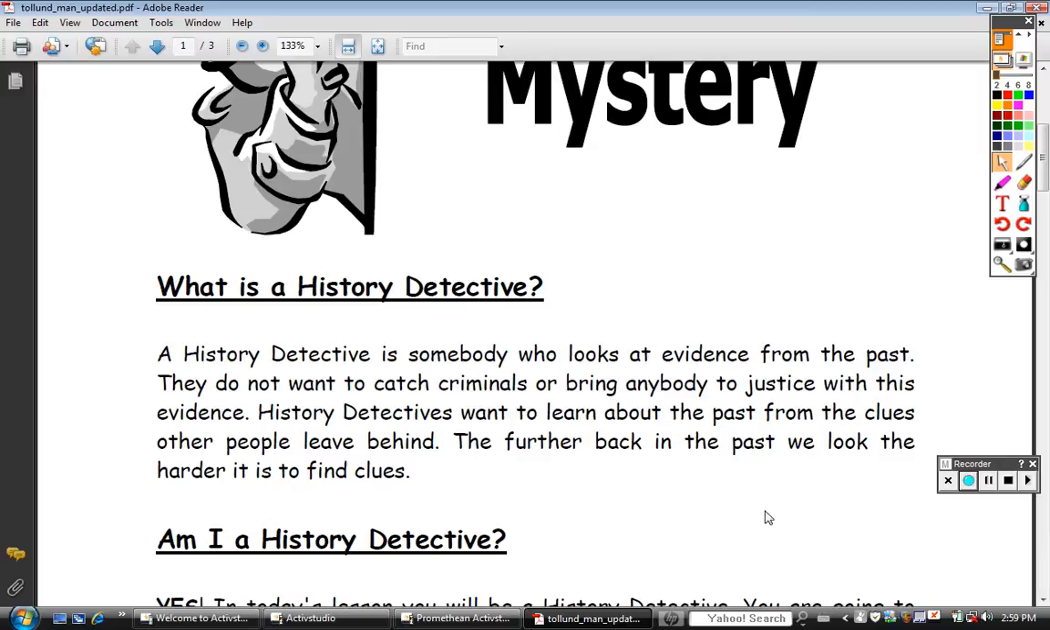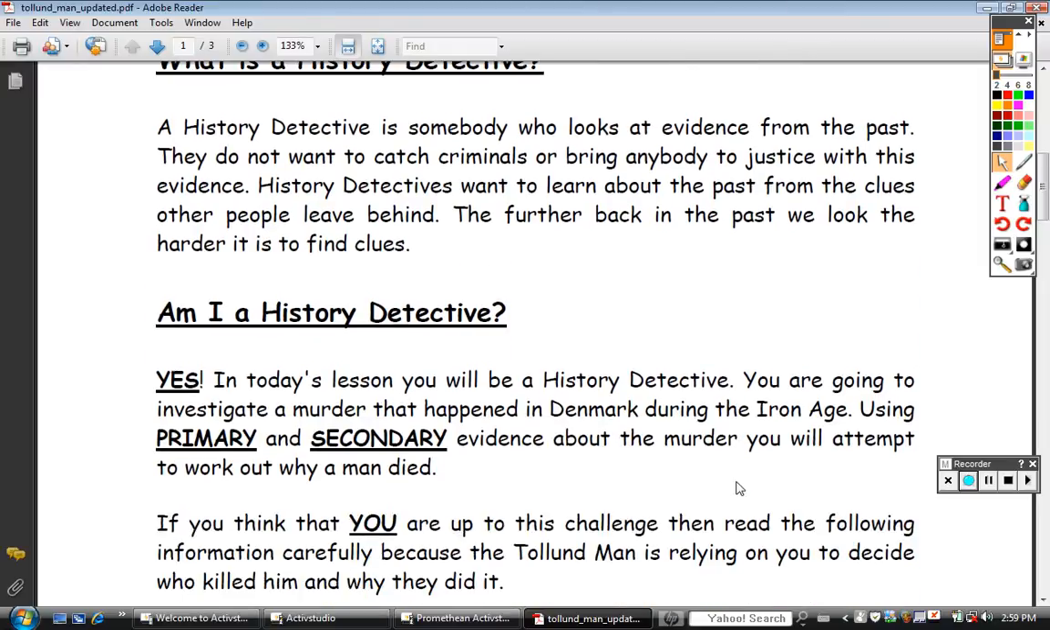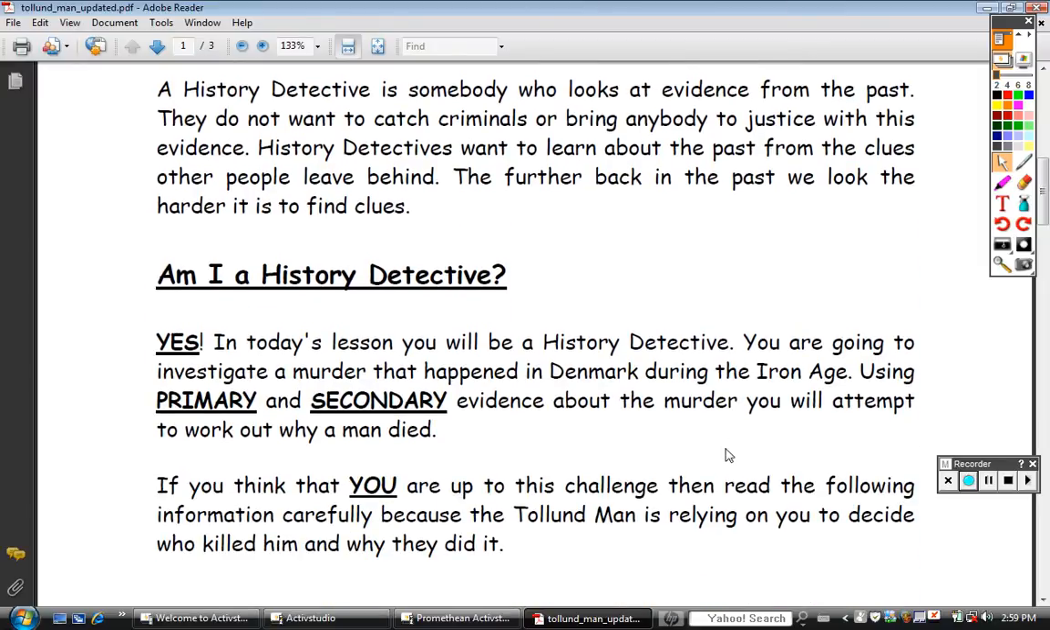What is a history detective? A history detective is someone who looks at evidence from the past. They're not like police detectives in the sense that they want to catch criminals or bring someone to justice, but history detectives learn from the past when they look at clues that other people leave around them. And the further we go back in the past, the much harder it is to find clues, certainly. The question is, am I a history detective?